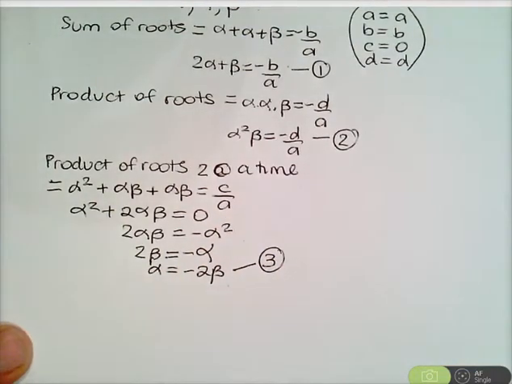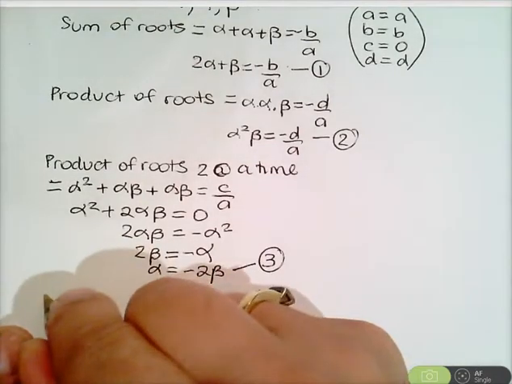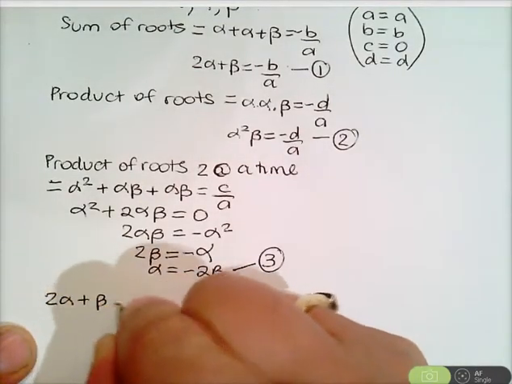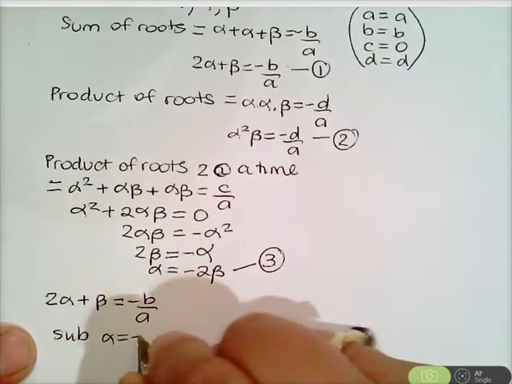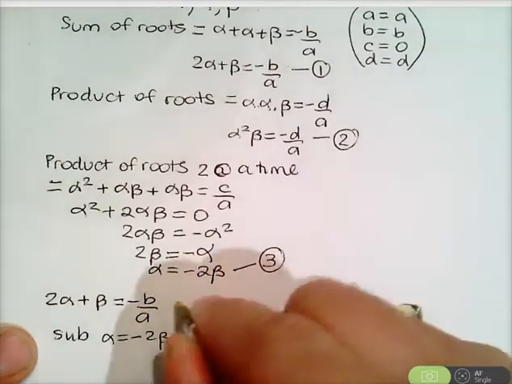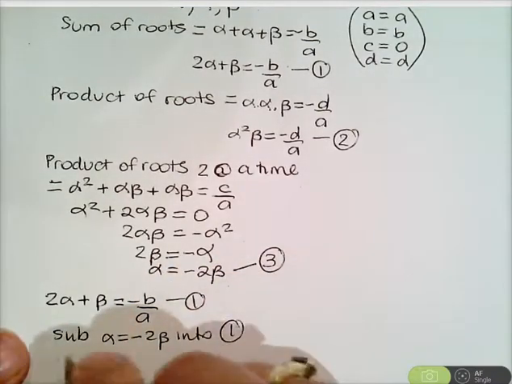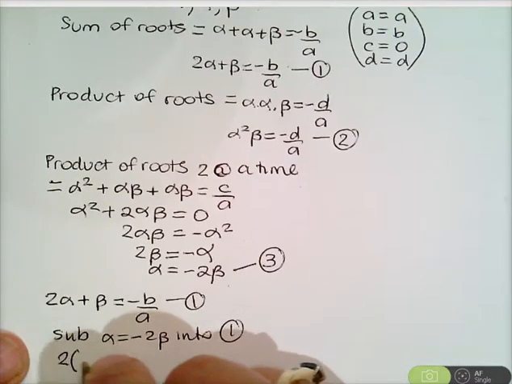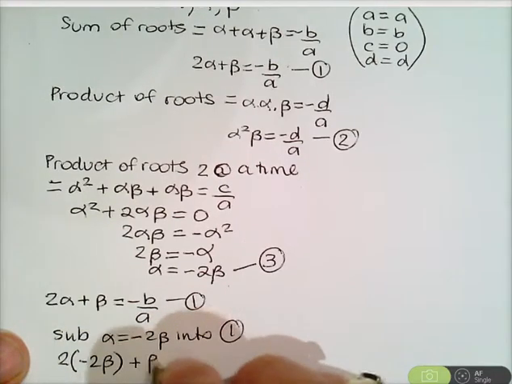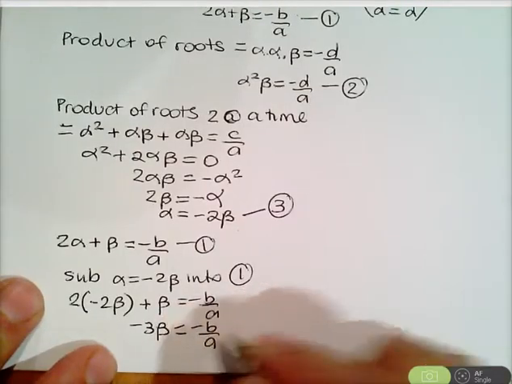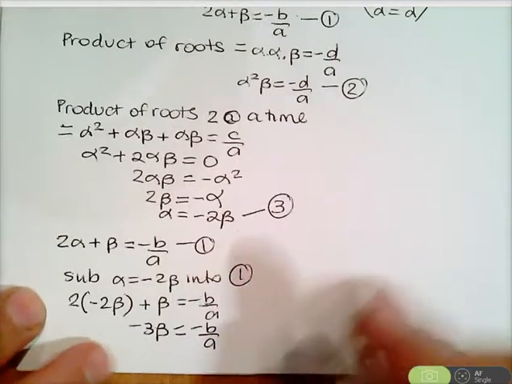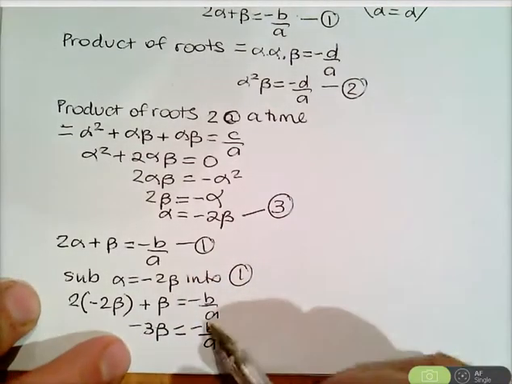Now let's start again with equation 1. Equation 1 is 2 alpha plus beta is minus b on a. Let's sub alpha equals negative 2 beta into equation 1. And we get that 2 times negative 2 beta plus beta equals minus b on a. So we've got negative 4 beta plus beta, which is negative 3 beta, is minus b on a.